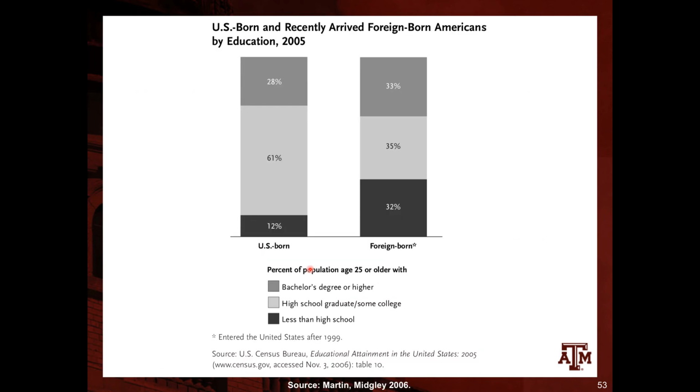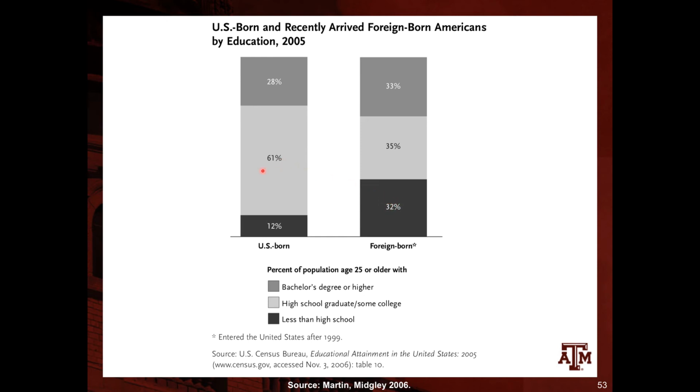And just to give you an idea of the educational attainment of the US-born and the recently arrived foreign-born Americans. The foreign-born here are those who entered the US after 1999. You see that of the US-born population, only 12% have less than high school. And this is the percentage of the population aged at least 25 years.